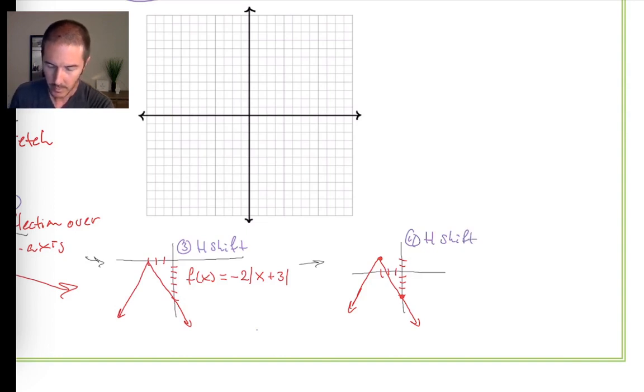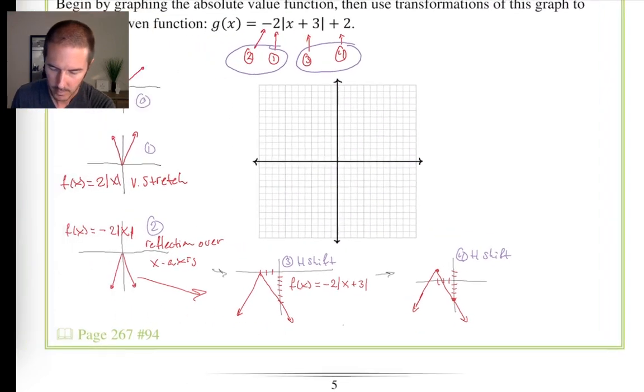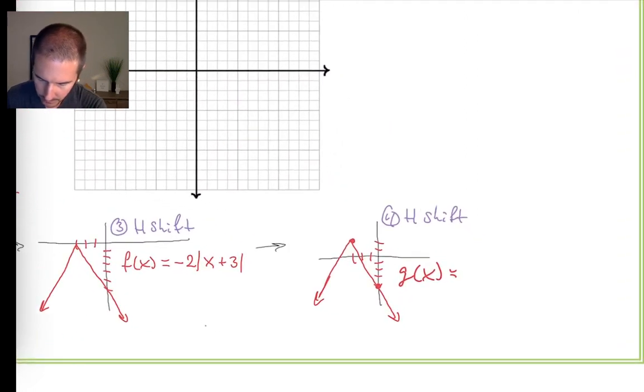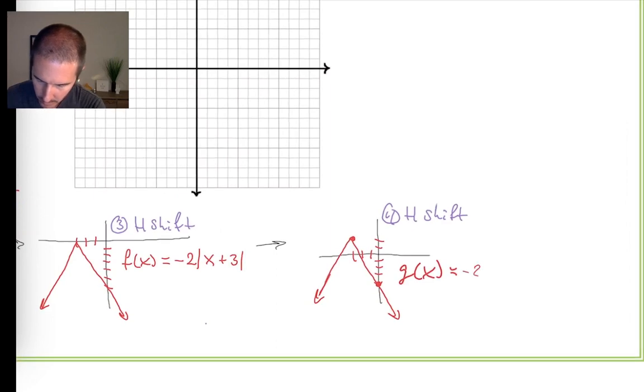And this is the graph of g of x. Let's write in our function. We could call it g of x now, I suppose. g of x equals -2 times the absolute value of x plus 3, plus 2.